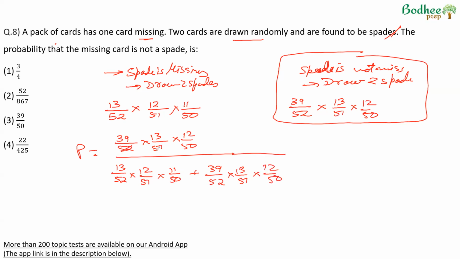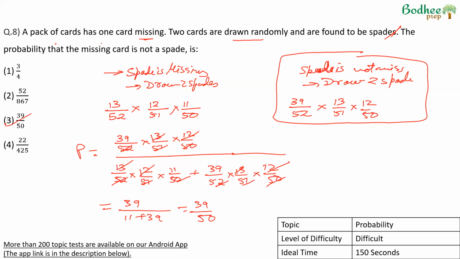Now we see denominator in both the cases 52, 51, 50, that gets cancelled out. All of the terms have 13. All of the terms have 12. So what is remaining here is 39. What is remaining here is 11 plus 39, which is 50, and therefore the required probability simply becomes 39 by 50. Option 3. I said this is a difficult question because technically conditional probability is involved, and if you're writing the entire formula, it can get a little daunting, especially if you're not very comfortable with it. So difficult question, about 2.5 to 3 minutes to solve.